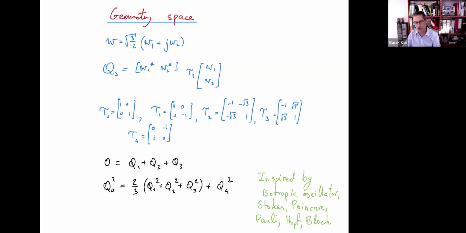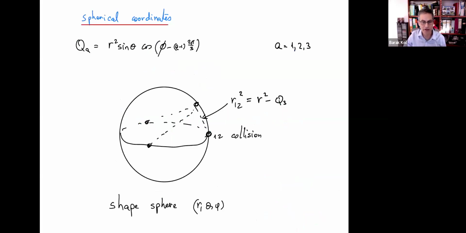There is also the original Stokes story in optics, in polarizations. In mathematics, it's known as Hopf. And later in solid state physics, it became known as Bloch. Bloch sphere. So we have the Bloch sphere, the Poincare sphere. Never mind. It's all essentially the same. And here it's geometry space. So let's see. Here is just geometry space. Barak? Here is how it looks like.